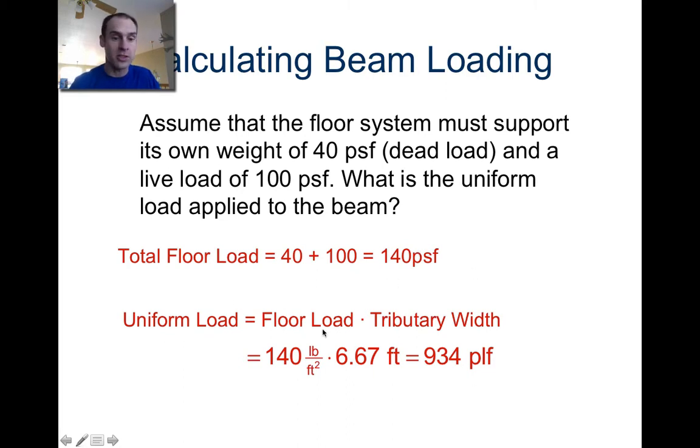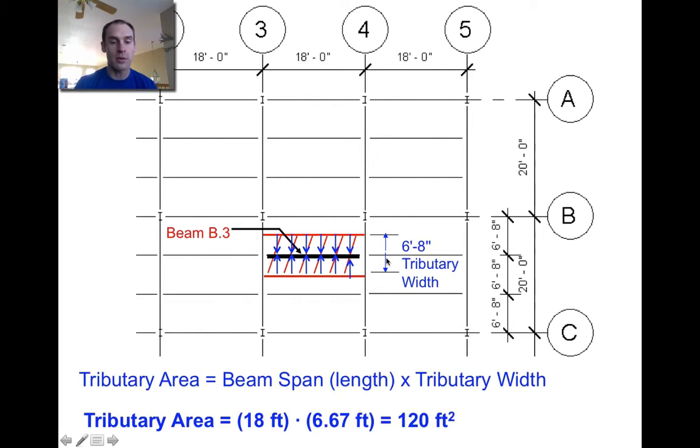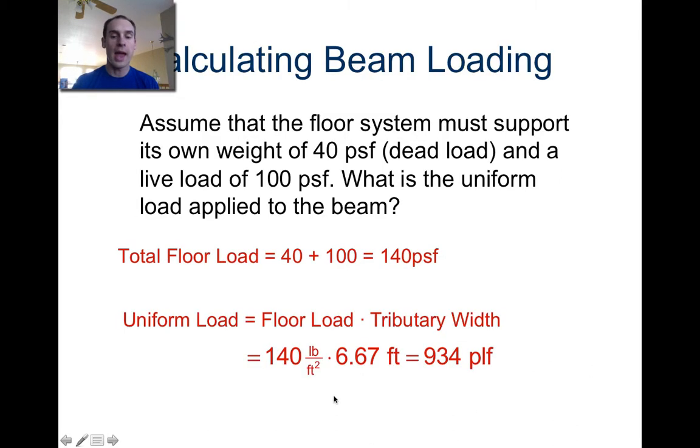So uniform load is just floor load times the tributary width. And the tributary width was 6.67 feet. And again, that's all we're doing. We're not doing the tributary area. If you figure out beam uniform load, it's tributary width times floor loading. And so what we get with that is 934 pounds per linear foot. Please write that down. That PLF is pounds per linear foot. So for every linear foot, we need to be able to support 934 pounds over that entire beam.